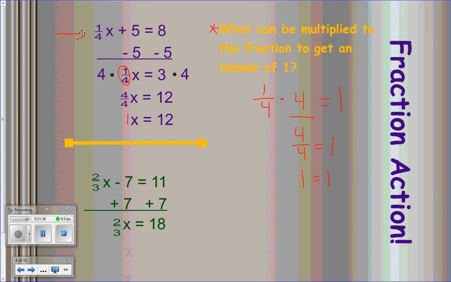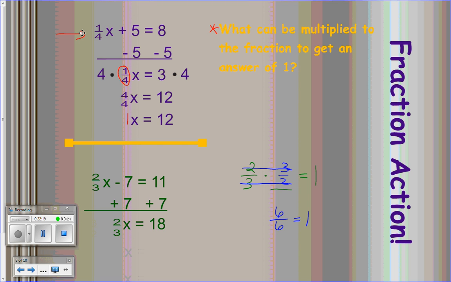Let's try it with 2/3. So what can I multiply 2/3 by? Times something, and I need it to equal 1 again. Whenever we do that, we just multiply by the reciprocal. So we're going to multiply it by 3/2, because we multiply straight across. 6 over 6 is equal to 1. So everything stays the same.